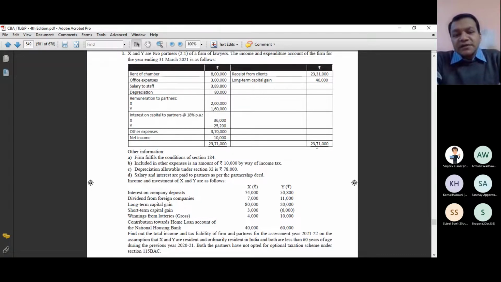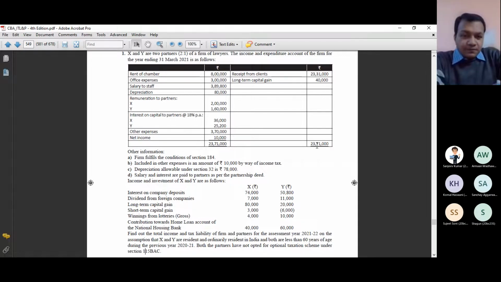Interest on capital to partners at the rate of 18% per annum. I will add back how much? Can you tell me? I will add back how much? 6%, because maximum 12% is allowed. Other expenses, net income. Credit side, receipt from clients. Long-term gain, I will deduct it because it is not my PGBP income, it is my income from other sources. So I will deduct it when the purpose is to compute PGBP, and when the purpose is to compute total income, I will add it back.